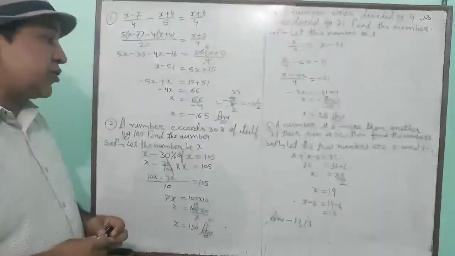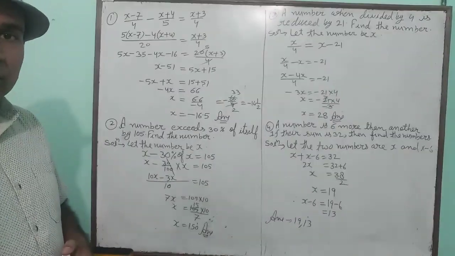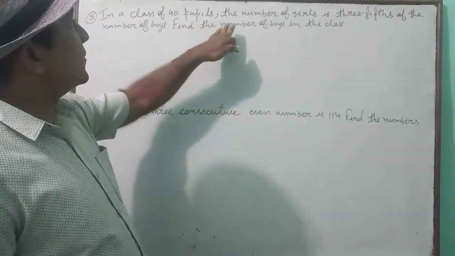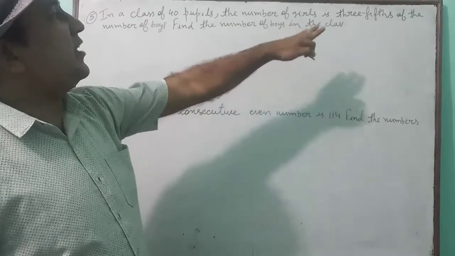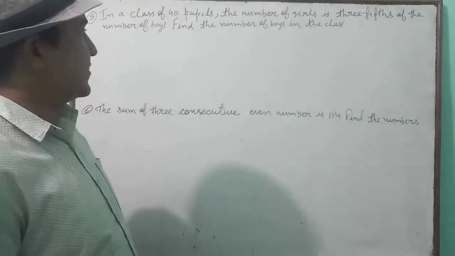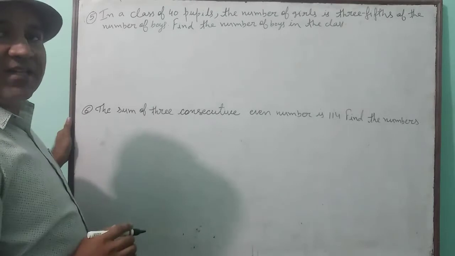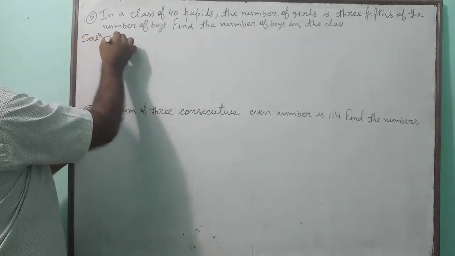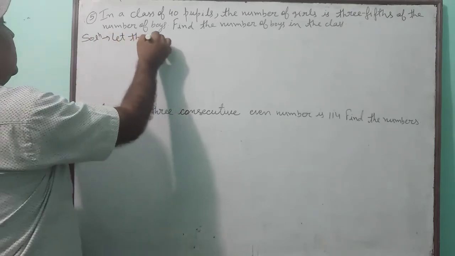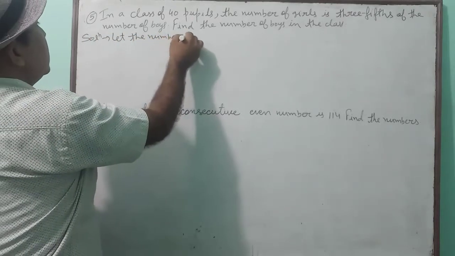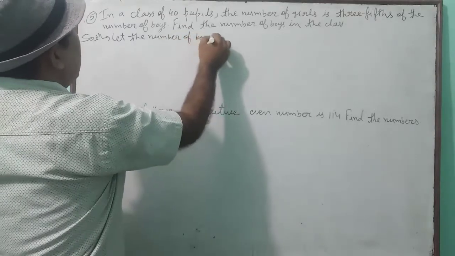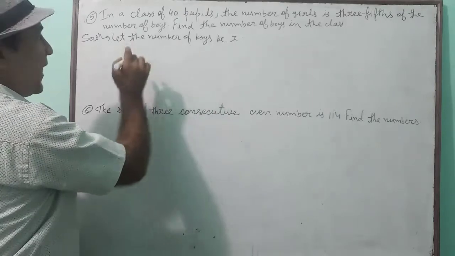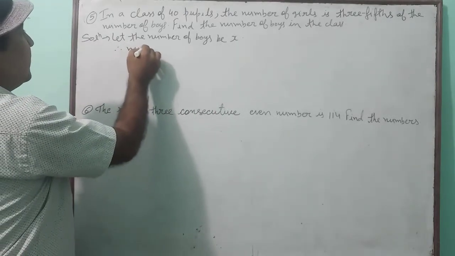Okay, so these are the most important questions. Now note it down. Children, now see question number 5. In a class of 40 pupils, the number of girls is 3/5 of the number of boys. Then find the number of boys in the class. See how to solve. Let the number of boys be x. If boys are x, then what will be the number of girls?